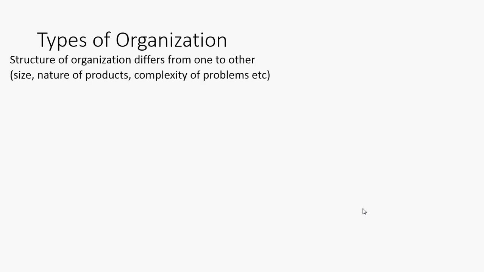In the last session we studied the forms of the organization. In this session we will study the types of the organization. Every organization differs in its structure, because every organization has a different size and the nature of the product differs from one organization to another. Every organization was built for some purpose, and the purpose differs from one organization to another.